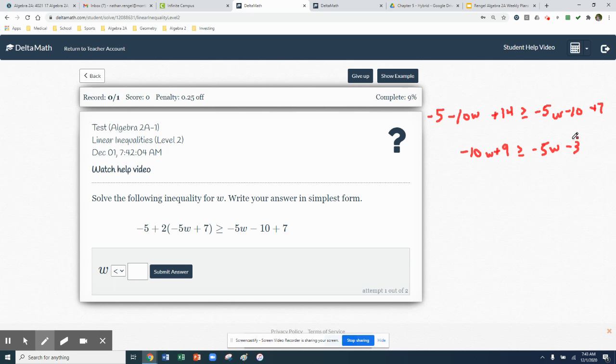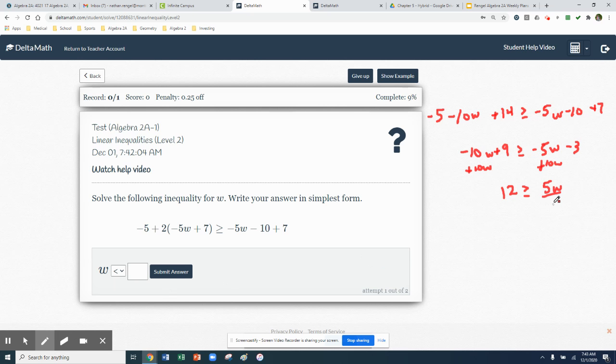So if I have a -3 here, I'm going to add that over to make a 12. And then if I have a -10W, I'm going to add that over. That's going to make a 5W. So we'll add 10W over, add 10W over, and that's going to make a 5W. Oops, I already got rid of that -3 there. We added that over, excuse me.